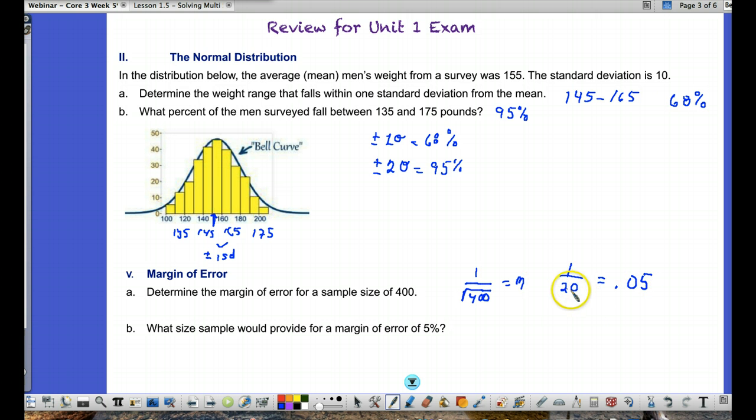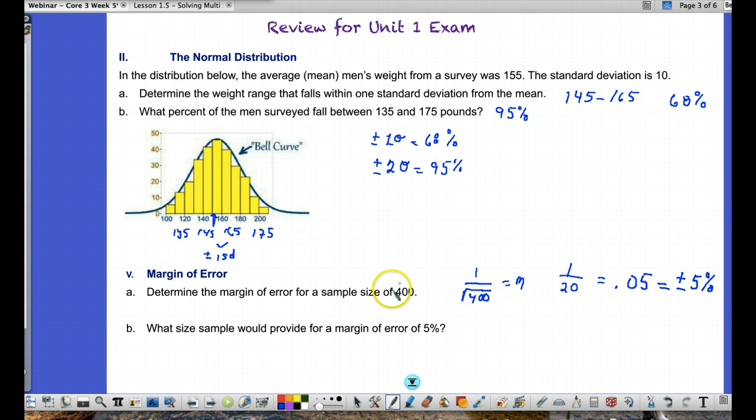Okay, so we've got 1 divided by 20, which is 0.05. But if we're looking at margin of error, we can change it to a percent. And we always say plus or minus 5%. So I just changed it to a percent.